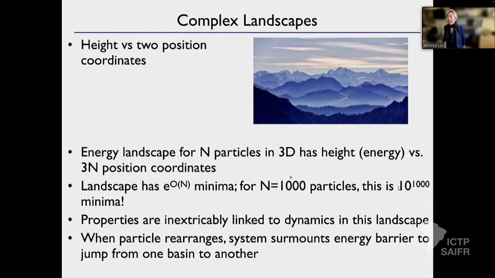So just think, for a system of just 1,000 particles, very easy to do on the computer, right? That's 10 to the 1,000 minima. That's just a mind-boggling number of minima. And we can't possibly understand the landscape or map out that landscape numerically on the computer, right? And the problem is that the properties are inextricably linked to the dynamics in this landscape.